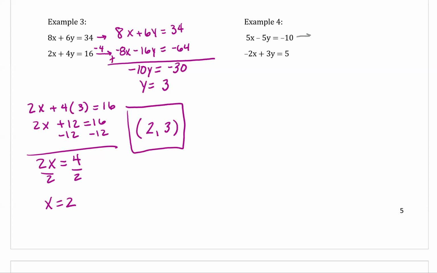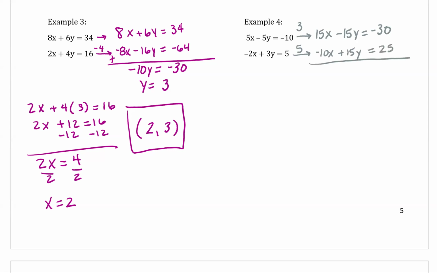I can multiply the first equation by a positive 3. That'll give me a -15y. And the second equation by a positive 5. That'll give me a +15y. If you wanted to eliminate x, you can multiply the first equation by 2 and the second equation by 5. So multiplying everything by 3, we get 15x minus 15y equals -30. Multiply everything in the second equation by 5, -10x plus 15y equals 25.